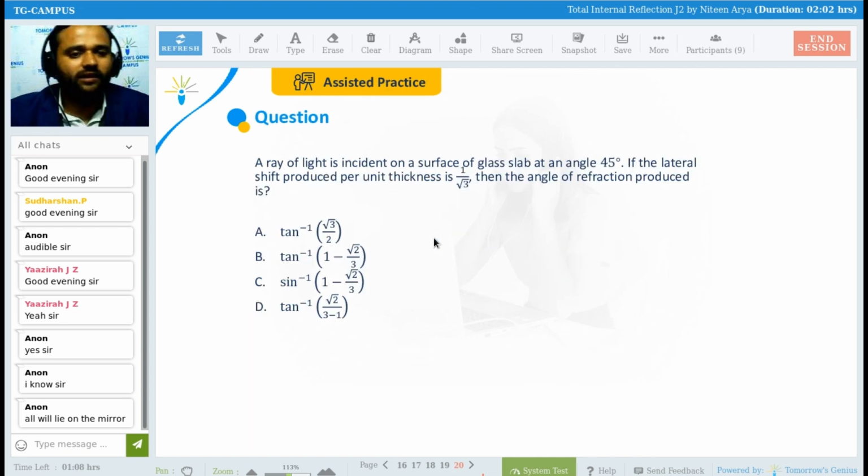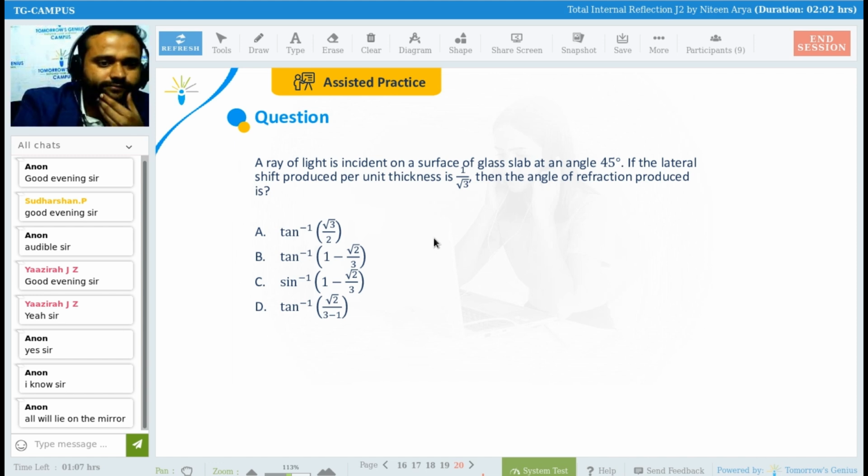Then do this question. A ray of light is incident on the surface of a glass slab at an angle of 45 degrees. The lateral shift produced per unit thickness, lateral shift x, is given over there. Okay, and there is a relation. What is the relation of a lateral shift? I'll give you the depth. Lateral shift is T sin(i minus r) divided by cos r. Okay, so T, the thickness, is there, and the angle of incidence is there.